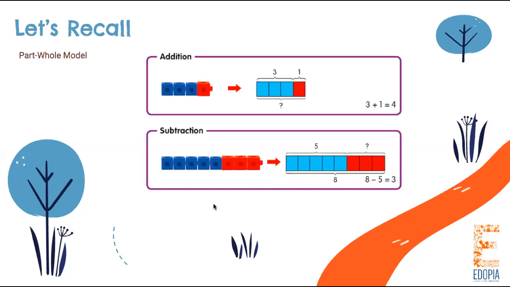We can conclude over here that if you know the whole and part of the model, we can easily calculate the missing part. Okay, let's move ahead. Let's revise another previously learned concept.